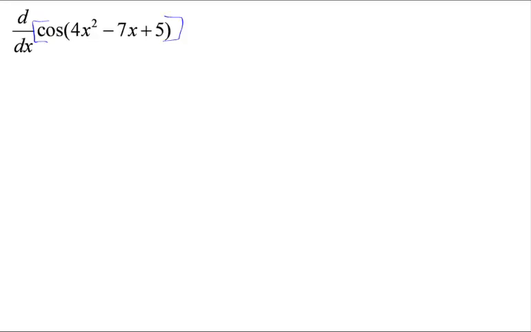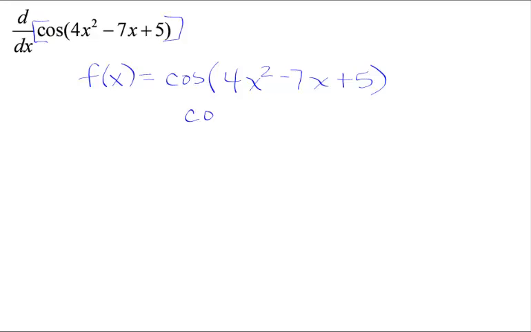But just know that those directions say find the derivative with respect to x of y equals, or f of x equals, either way, the cosine of 4x squared minus 7x plus 5. Is something being operated on? Why, yes. I have a polynomial that was put into the cosine function machine. This is a composed function, which means I have to use the chain rule to find the derivative.